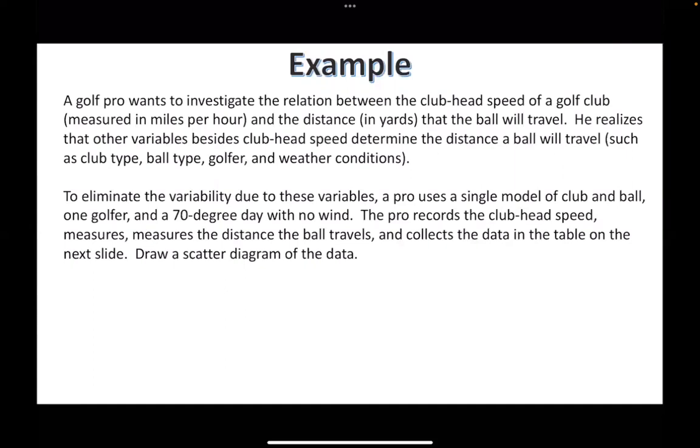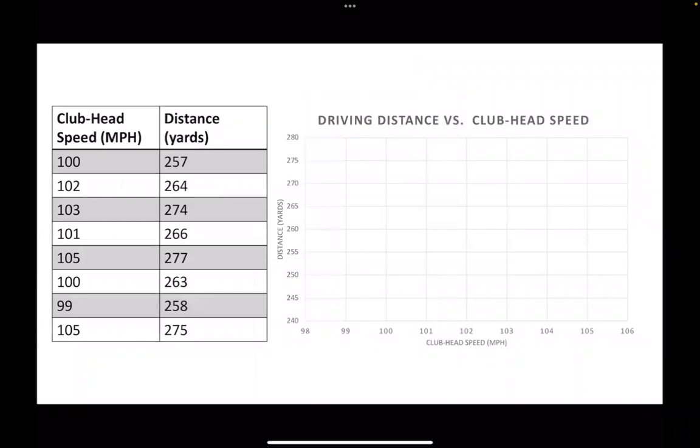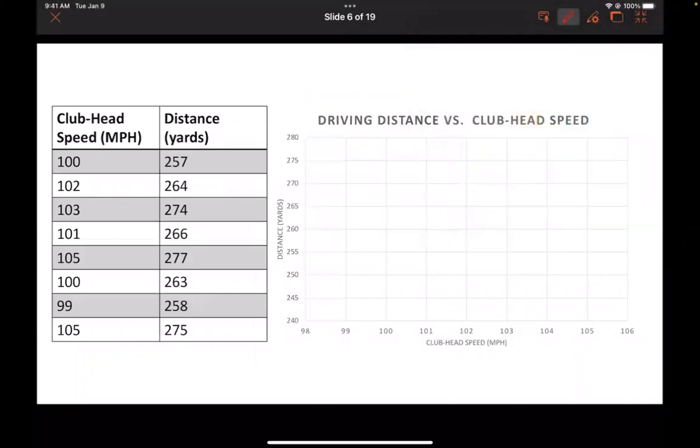Every time he tries it, it's going to be the same. Everything's going to be the same as much as possible. And we're going to collect some data. Here we go. Here's our data. I'm going to use a different color because I want red.